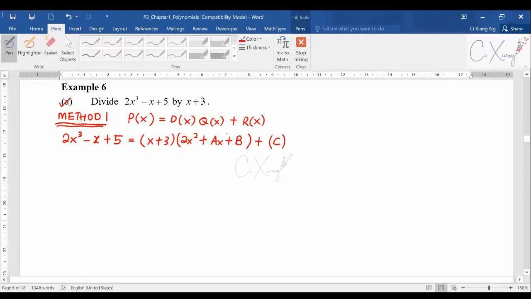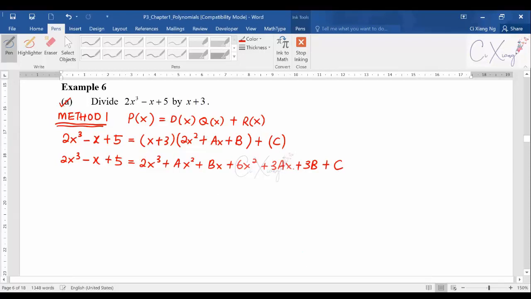So how can I get the values for a, b, and c? That's why I said it is a comparison method. Comparison method means that you need to compare the left-hand side with the right-hand side. To compare, you need to expand everything here. Expand this bracket and also the c. So what you have is 2x to the power 3 plus 8x squared plus bx, then you have 6x squared plus 3ax plus 3b, and then plus c.